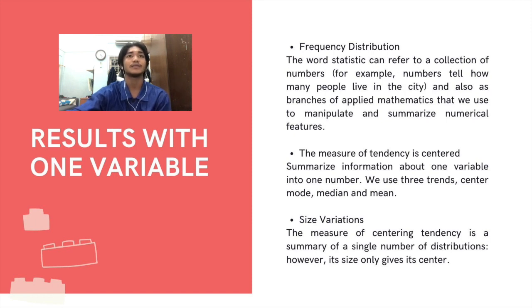The word statistic can refer to a collection of numbers. For example, numbers tell how many people live in the city, and it is also the branch of applied mathematics that we use to manipulate and summarize numerical features. The measure of central tendency summarizes information about one variable into one number. We use three measures: mode, median, and mean. Size of variation. The measure of central tendency is a summary of a distribution in a single number. However, it only gives its center.